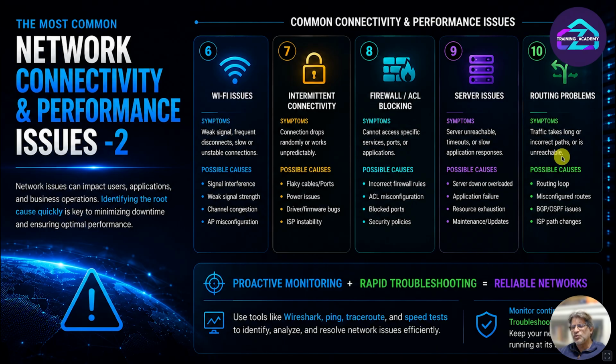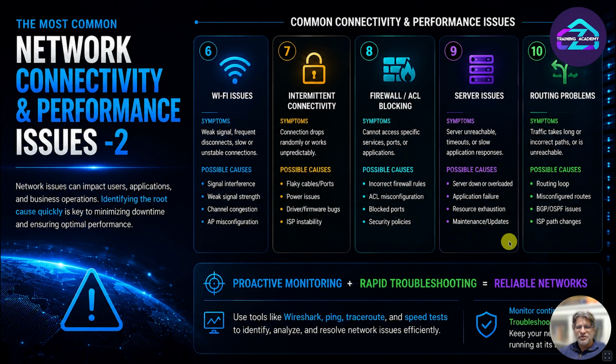So you may want to make sure there are no routing loops in place whereby the traffic just goes round in circles, right? Misconfigured routes, or BGP or OSPF issues, right? And ISP path changes, so Internet Service Provider path changes. So if something changes on the ISP side, you need to be aware of that. And if there are any recommendations they make, you want to make sure that you are keeping ahead of that.